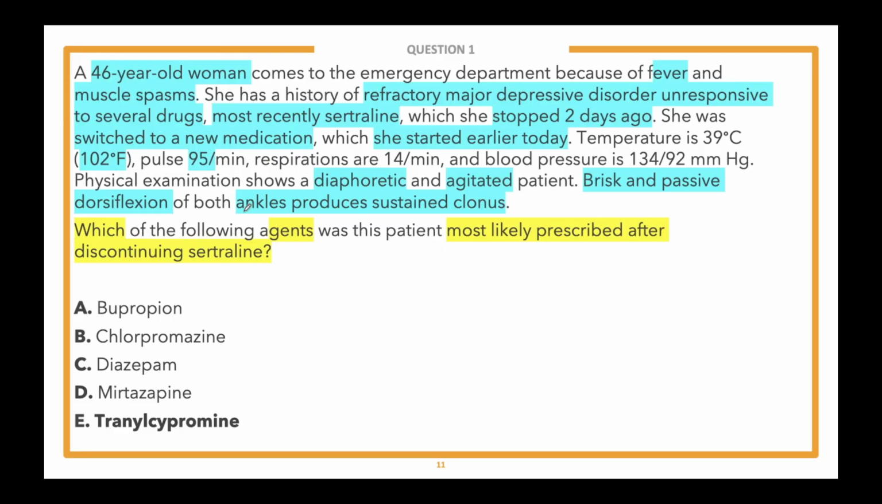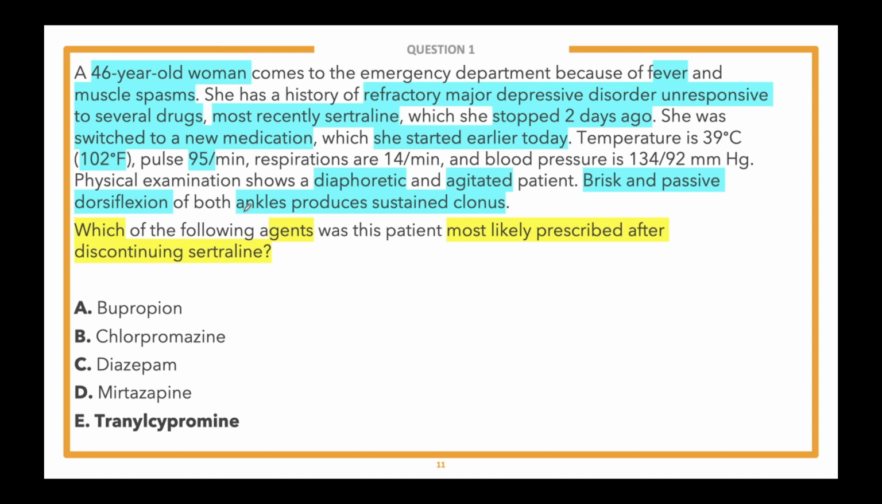Now, hopefully you can see why she had developed serotonin syndrome. She was on an SSRI, only stopped 2 days ago. Okay, she's got fever, diaphoresis, she's got muscle clonus, okay, also hyperreflexia as well. So of those answer choices, the only one that would increase the risk of serotonin syndrome would be answer choice E, which is an MAOI.